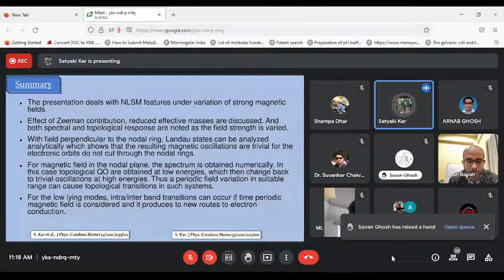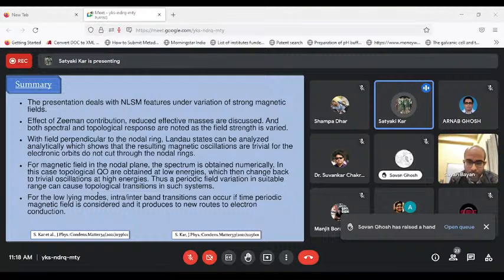So in summary, we talked about nodal line semi-metals and quantum oscillations, where we consider the variation of a strong magnetic field. We considered two cases. When my field is perpendicular to the nodal plane, the magnetic oscillations are trivial, and the problem can be completely analyzed analytically. The other is when the magnetic field is in the nodal plane. There the symmetry is lost, so we resorted to numerics, and we have seen that at low energy the magnetic oscillations are topologically non-trivial, while at high energies we again get topologically trivial magnetic oscillations.